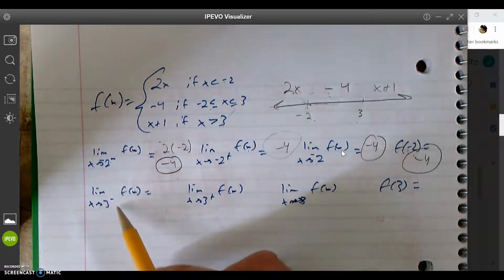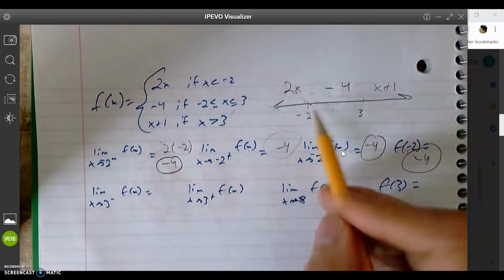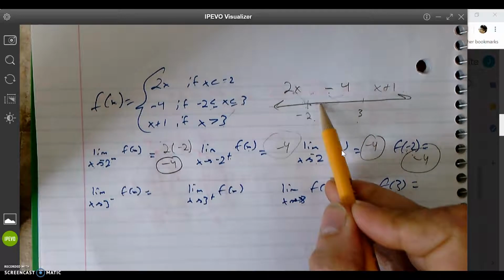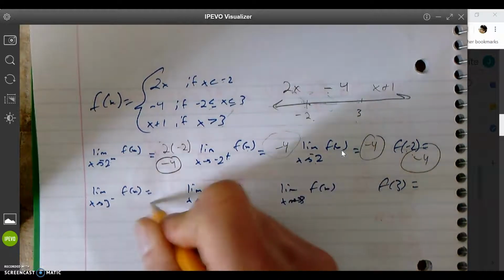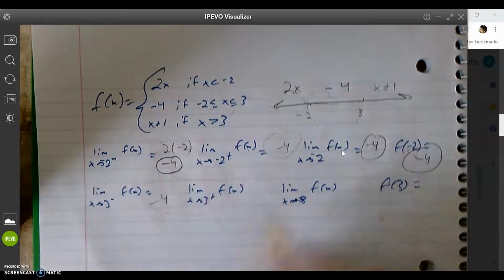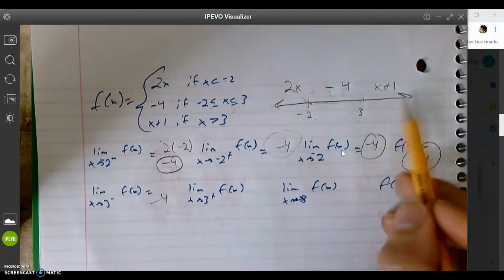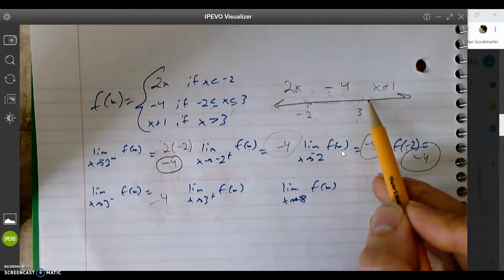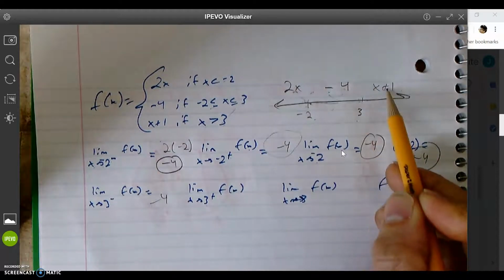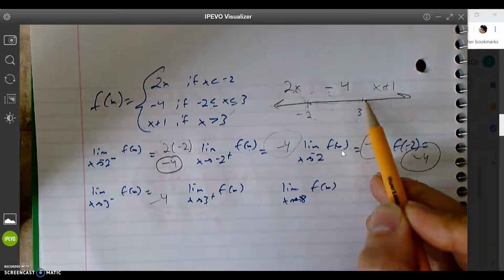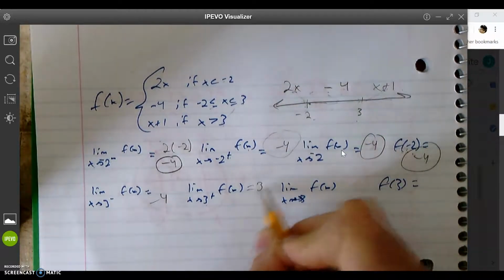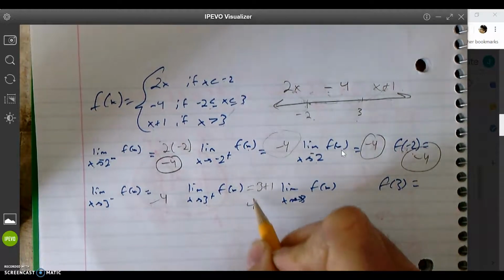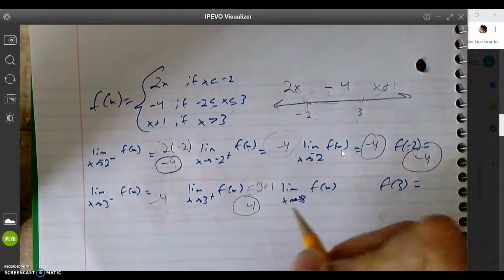All right, let's try the next part, where the graph breaks again. The limit as x approaches 3 from the left of f of x. So here's 3 from the left. Where am I getting close to? Bam, I'm still on this part right here, -4. The limit as x approaches 3 from the right. What am I getting close to? I'm on this part, right? So I'm getting close to 3, but I'm still on this part of the graph. And so that's going to be 3 plus 1, which is, bam, 4.